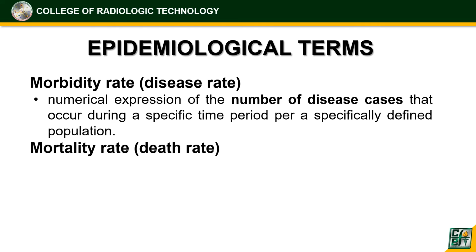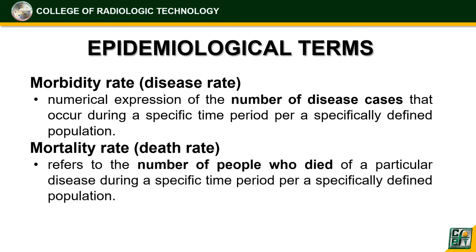Then we have the mortality rate, or the death rate. It refers to the number of people who died of a particular disease during a specific period of time per a specifically defined population. So when we say morbidity, it is the disease rate or morbidity rate. When we hear mortality, it is death or the death rate.